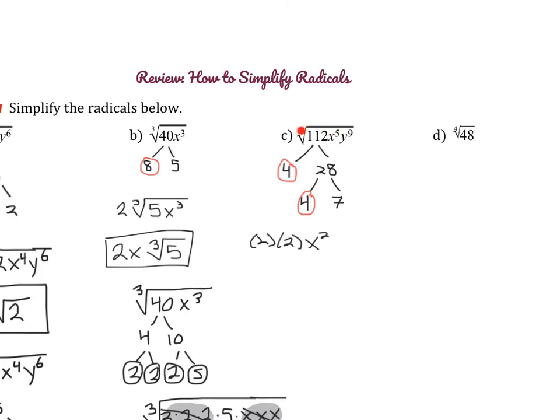And then we ask ourselves, how many times does 2 go into 9? It goes in 4 times, so it's going to be y to the 4th. But again, we will have an extra y left over. So what we have left over inside is that 7, and then an x, and then a y. And then we just multiply the numbers on the outside. So 4 x squared y to the 4th times the square root of 7xy.